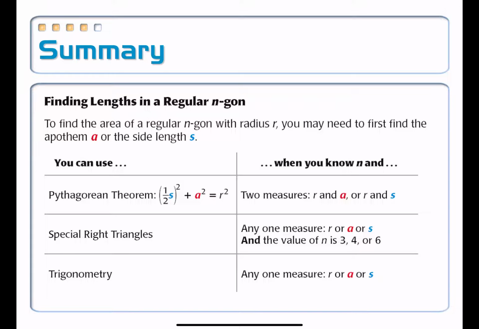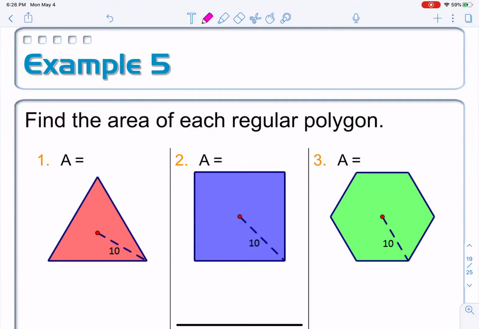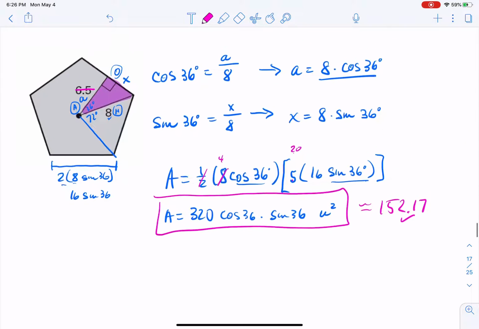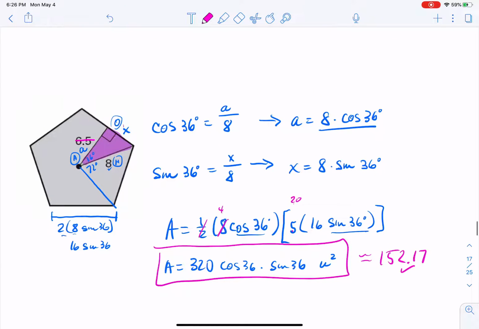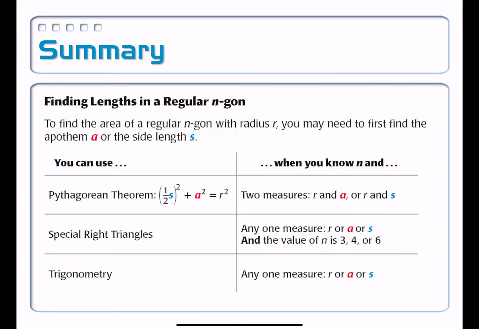So in order to figure out one of the other ones, it's possible that you can use the Pythagorean theorem, where we'd have 1/2 of our side length being squared. Why is it a half? Let me come back to one of these little problems right over here. Remember that this is the right triangle that we're dealing with, and this side length is half as big as the original side length. So yeah, 1/2 of the side length squared plus the apothem squared is equal to the radius squared. Right, we could use that.